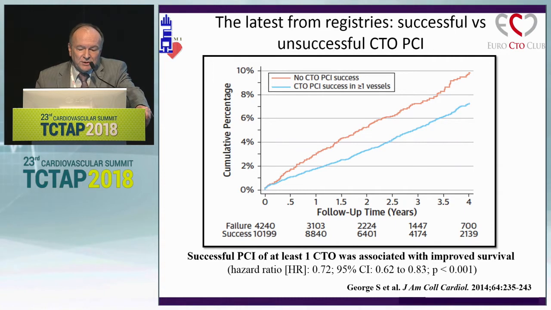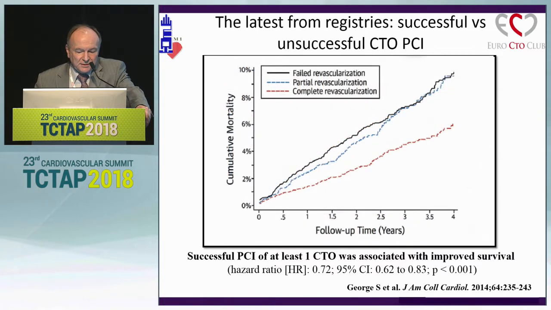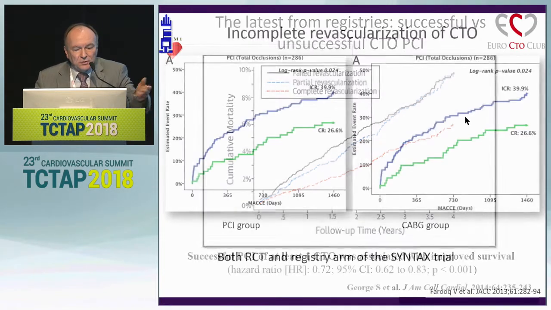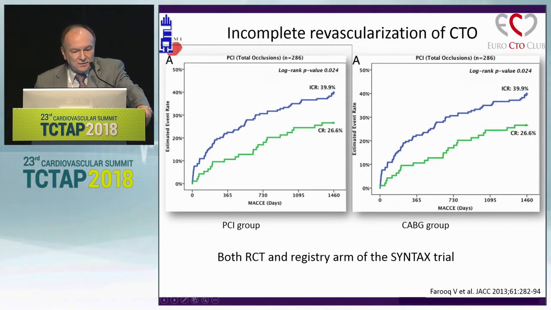This is certainly one of the biggest and best investigated registries, from the United Kingdom, showing again a survival benefit if you open a CTO. But you also see the mortality over 4 years is just 4, 5, 6%. So the difference is 2.5% at 4 years. What they also showed is that the greatest benefit comes if you have a complete revascularization as compared to an incomplete revascularization related to the CTO. That is in accordance with what we have learned from SYNTAX.